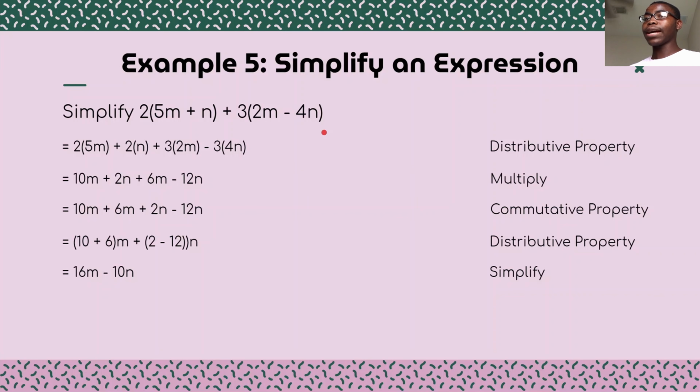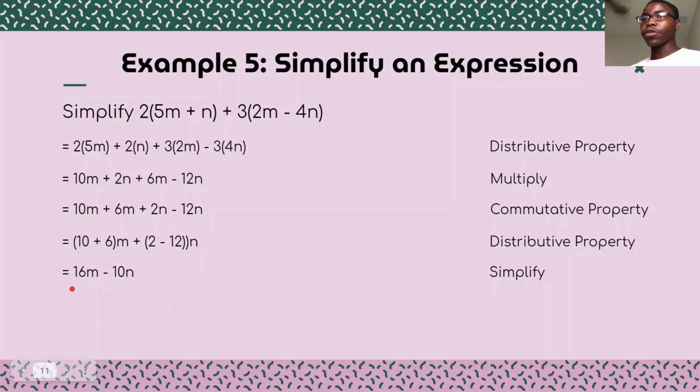So if we simplify that further and multiply, 2 times 5 would be 10, and if you bring down the m, it will give us 10m plus 2n plus 6m, since 3 times 2m is 6m, minus 3 times 4n, which gives us 12n. We can use the commutative property to switch up the order of the terms to make it easier to distribute further, and that would leave us with 10m plus 6m plus 2n minus 12n.